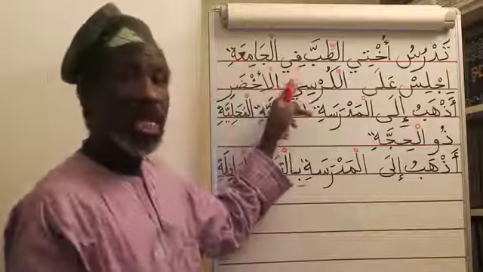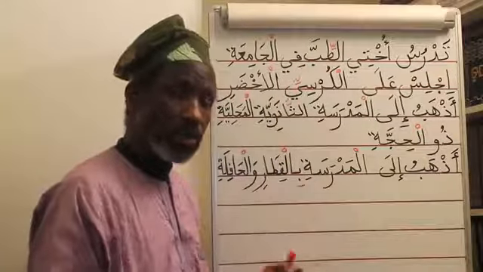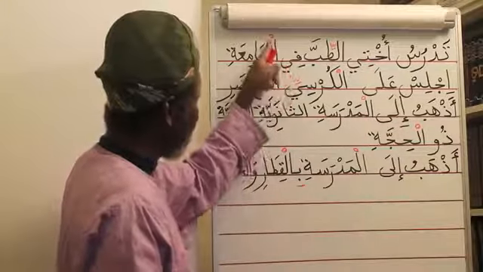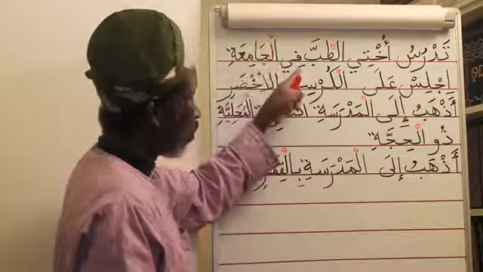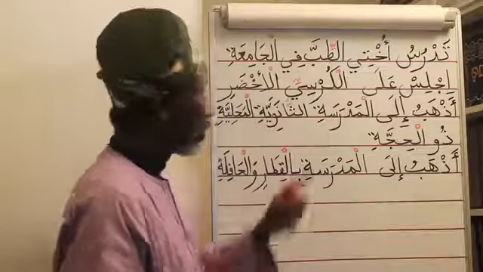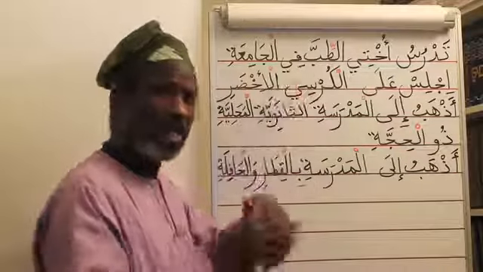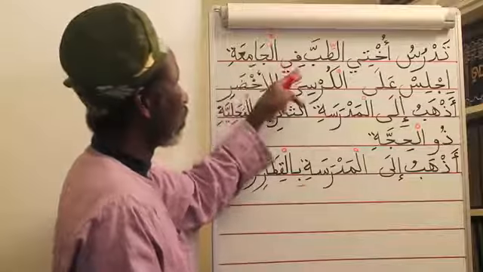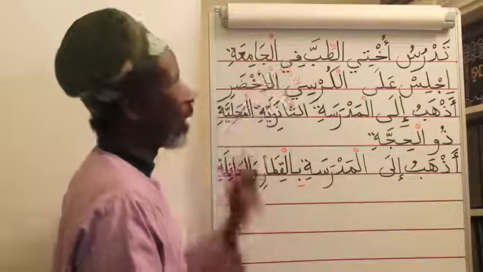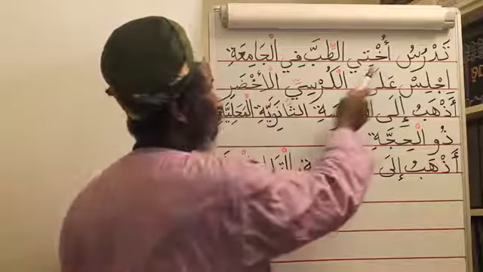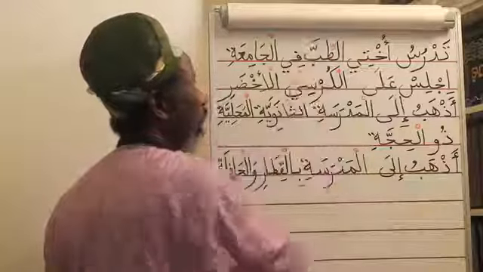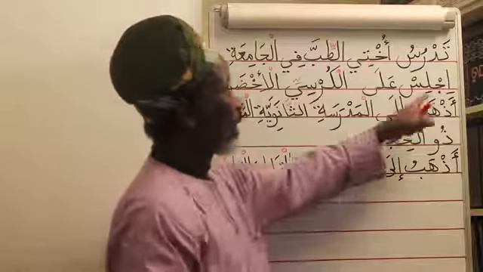Again, this is fi under normal circumstances. It's fi, lengthening. But here you need to link this lam sukun with fi, with the vowel. So more or less you are passing over the lengthening. So fil جامعتي. تدرس أختي الطب في الجامعة.